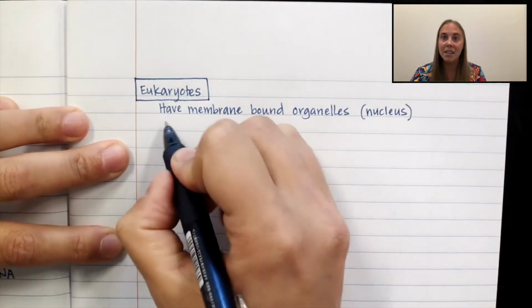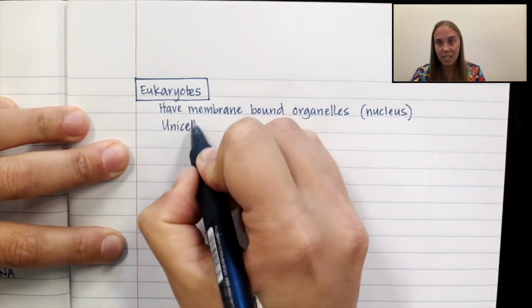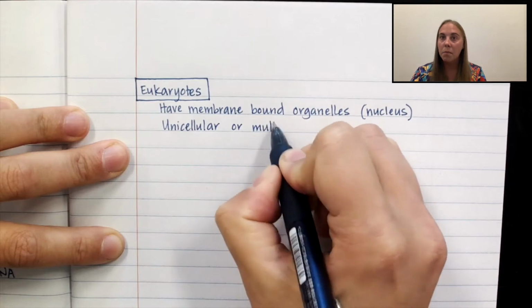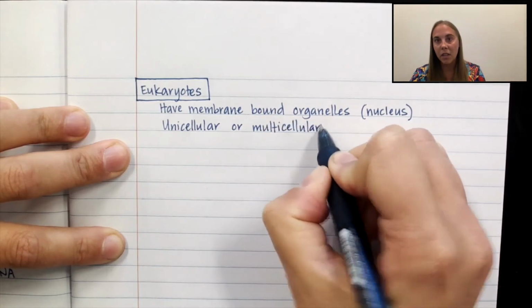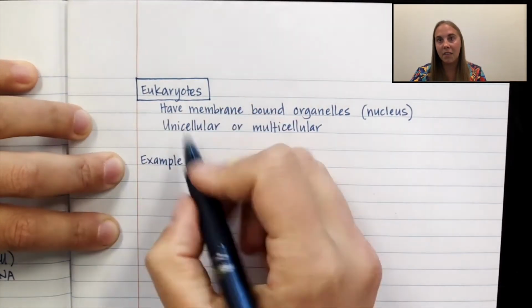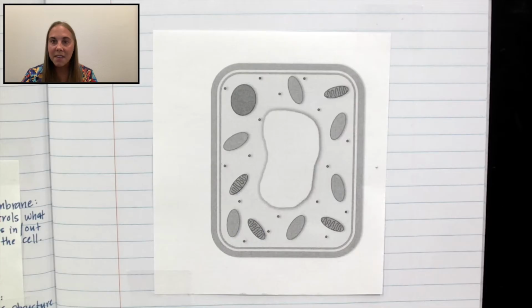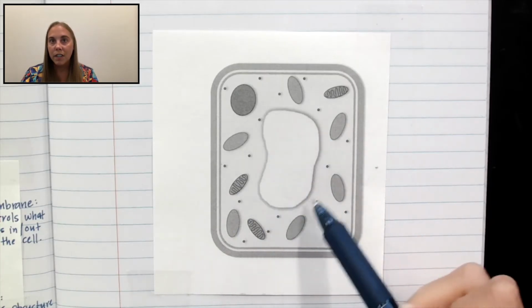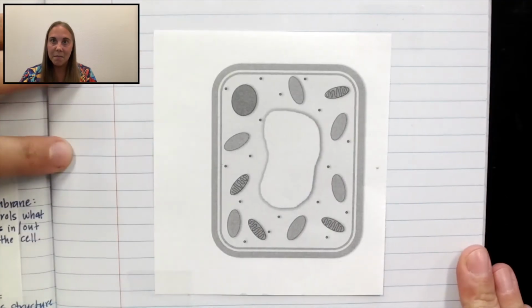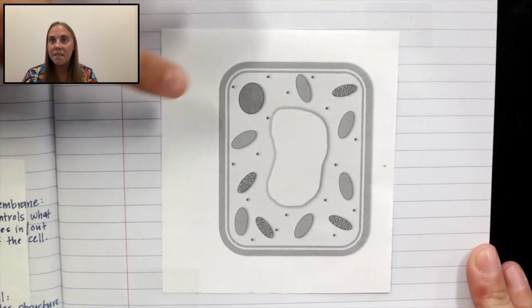Eukaryotes can be unicellular, like algae, so made of one cell, or multicellular, like you. We're going to start with an example of a plant cell, so take a minute to sketch this cell in your notebook. Now that you have that, let's go ahead and do some labeling. First, this big circle thing in the middle of the cell, that is called the vacuole.